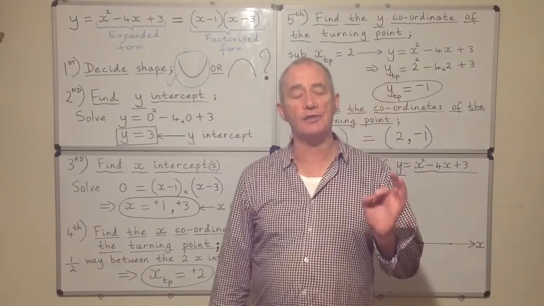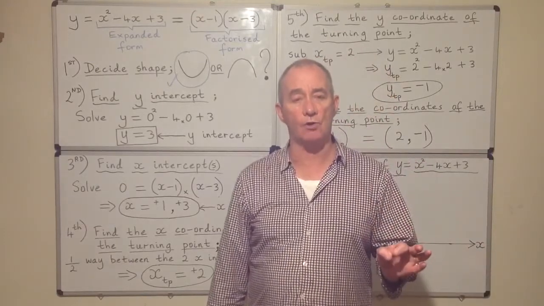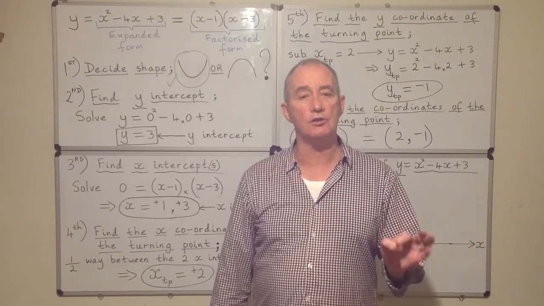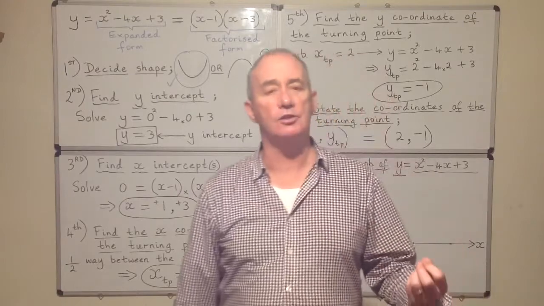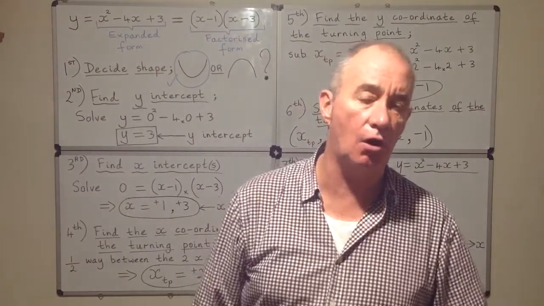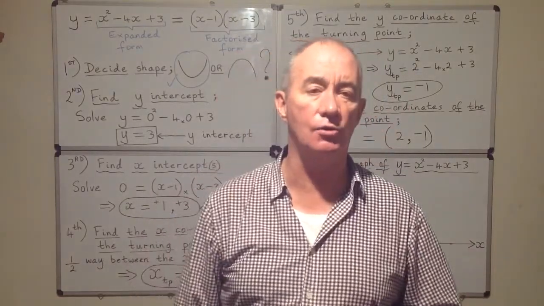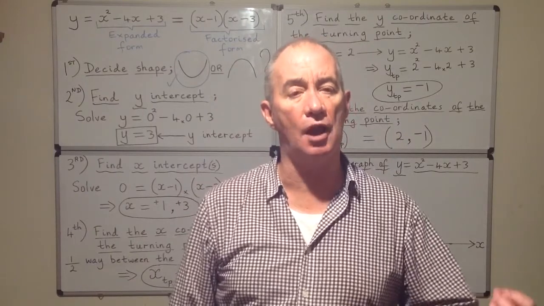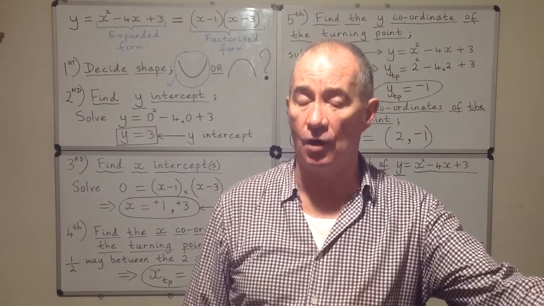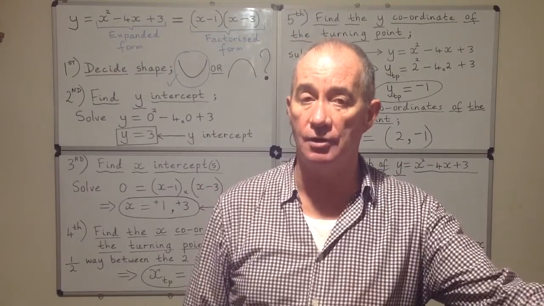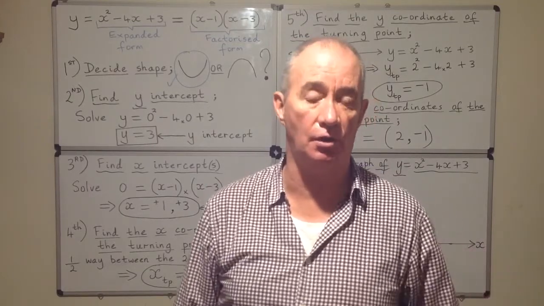Now, to find the x-intercepts for the graph of a quadratic equation, you need to use the factorised form of the quadratic equation. And to find the x-intercept of any mathematical equation at all, this is what you do. You go back to the equation, and wherever there's a y in the equation, you replace y with 0 and solve the resulting equation for x.